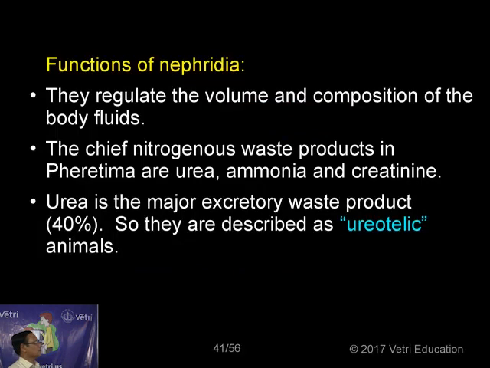Now functions of nephridia. Their main function is to remove the waste products from the coelomic fluid as well as from the blood. Now the chief nitrogenous waste product in the case of earthworm is urea as mentioned earlier, hence they are called ureotelic animals. This is one question. The waste product in the case of Pheretima is urea, the major one, along with a small concentration of ammonia and creatine. As it excretes urea as a major waste product, earthworm is called a ureotelic animal.